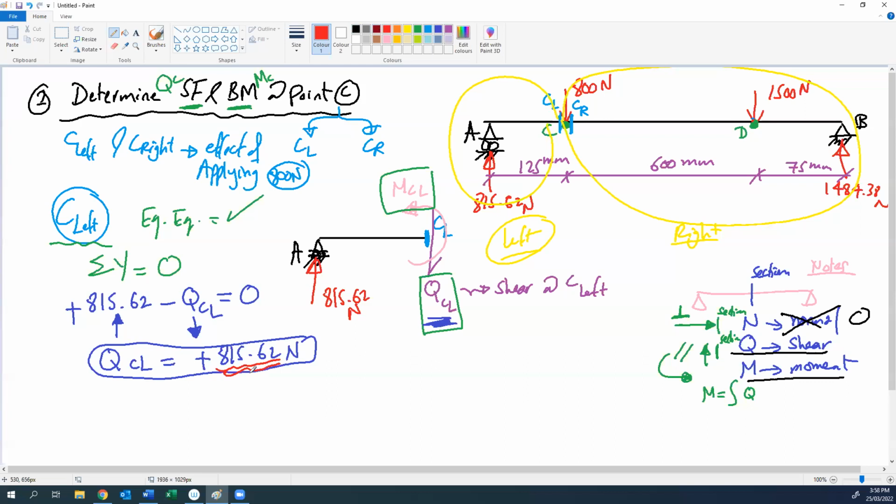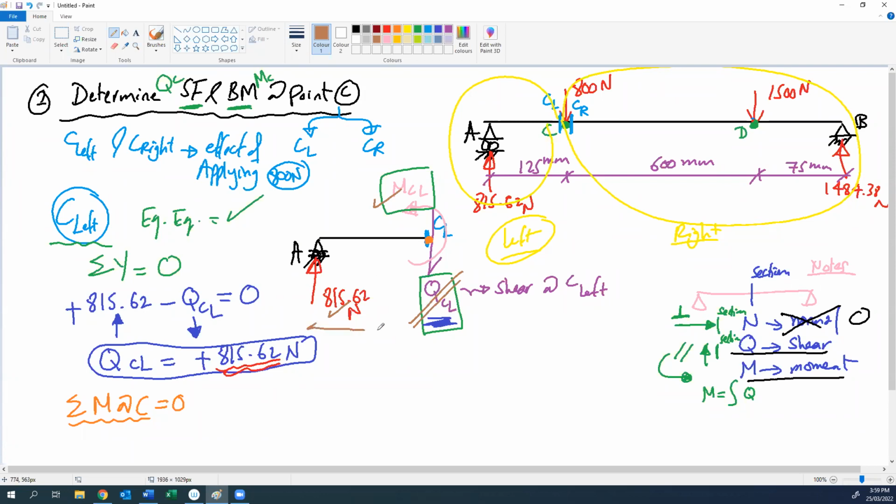Okay, now we go to the moment. For moment, we will apply the equilibrium equation, summation of moment at C should be 0. To get the moment at C, we apply summation of moment at C equal to 0. At point C left here, what causes moment at C? The shear force here is passing through the point, so it doesn't have any moment. So we will have MC left and 815 multiplied by the distance.